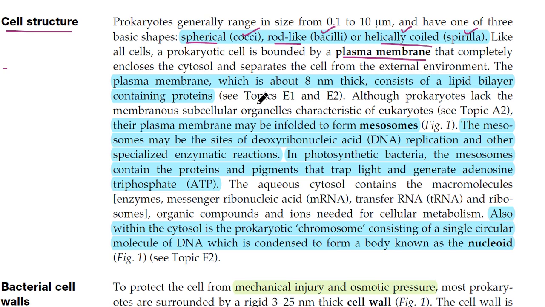organelles. The plasma membrane is like the normal one found in eukaryotes. It consists of a lipid bilayer containing proteins, which is similar to eukaryotes. Unlike eukaryotes, they lack subcellular organelles, and the plasma membrane has infoldings called mesosome.